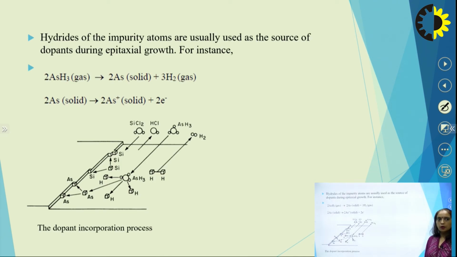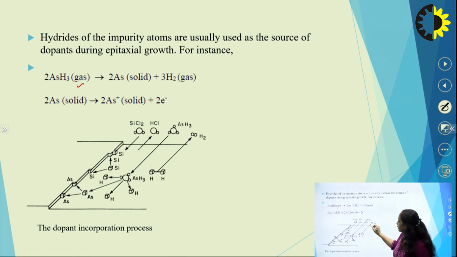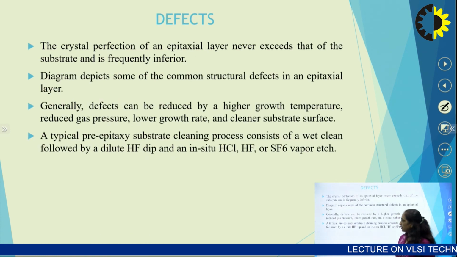So this is how impurities from hydrides will be placed in the epitaxial growth. For example, we have arsenic impurity that we are diffusing in the silicon. They will react with the silicon material and will be distributed in this manner. This is the dopant incorporation process.